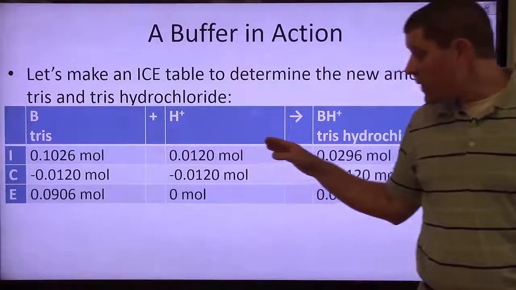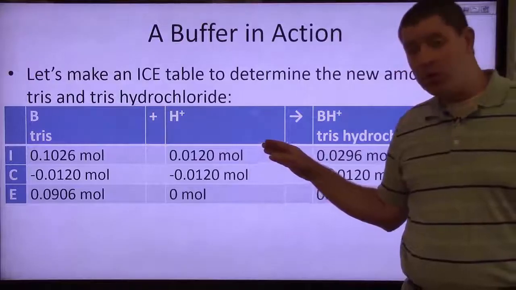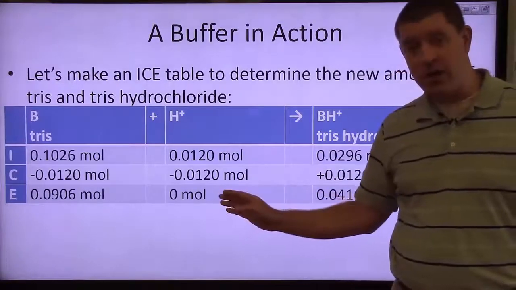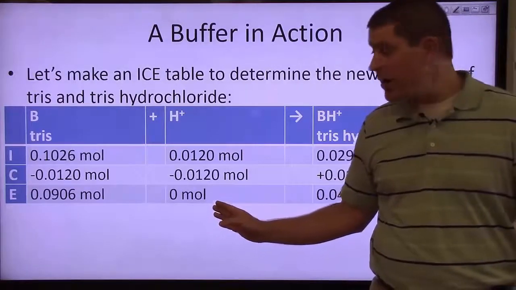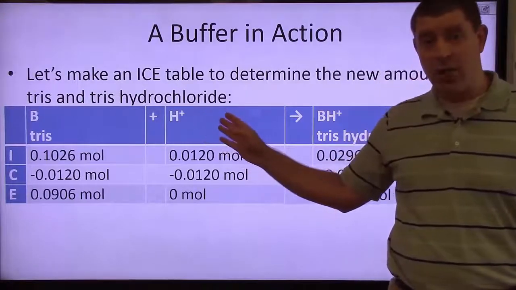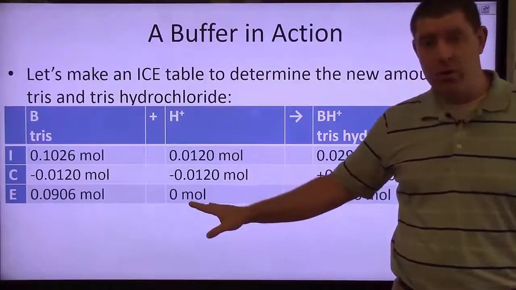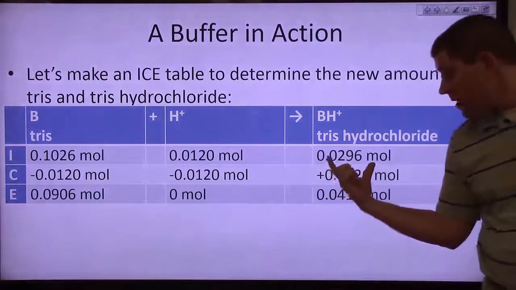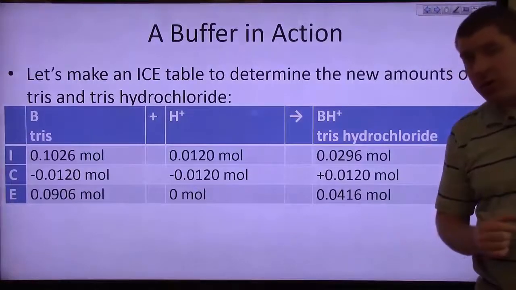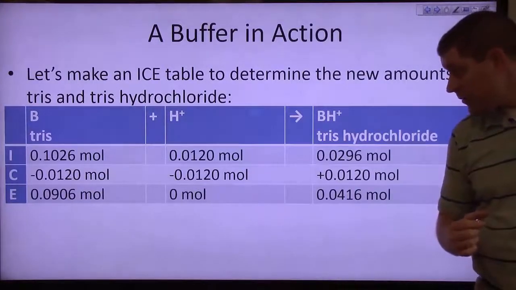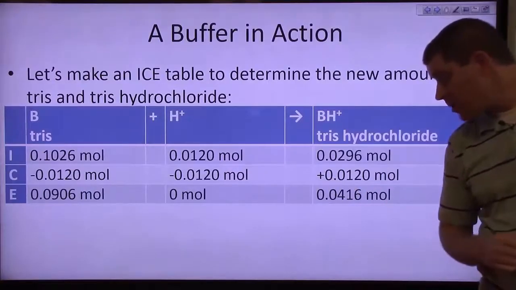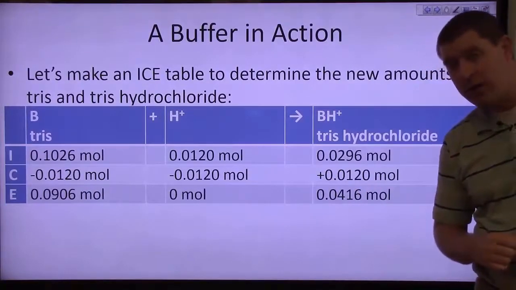We started out with 0.0120 moles of hydrogen ions in solution from our hydrochloric acid. All of it is going to react, so we'll have none left. Now this isn't really zero. Obviously, we still have some hydrogen ion around, but we're going to call it zero for the sake of this reaction going to completion. And then we started out with 0.0296 moles of our conjugate acid, we're going to add another 0.0120 moles, and that gives us now 0.0416 moles of our conjugate acid.